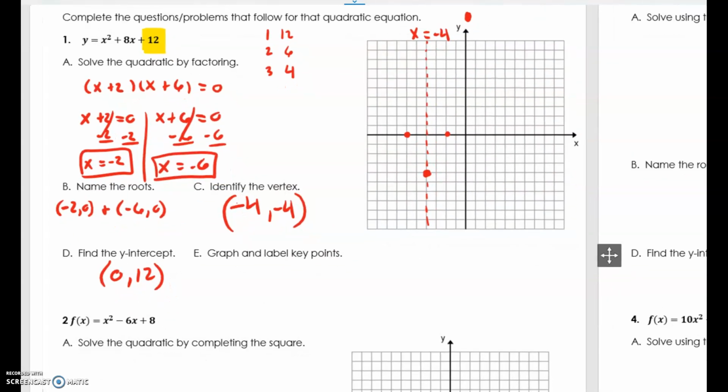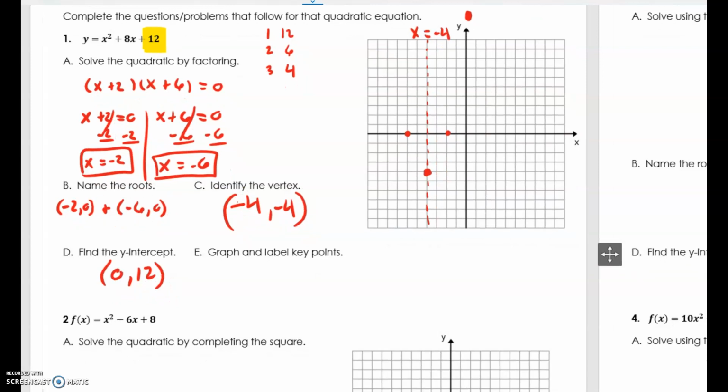And then the last piece that I'm going to do is reflect this point over. So this is 1, 2, 3, 4 away. So I'm going to go 4 away on the other side. 1, 2, 3, 4. And I'm going to plot that point. You should have a total of 5 points before you graph.